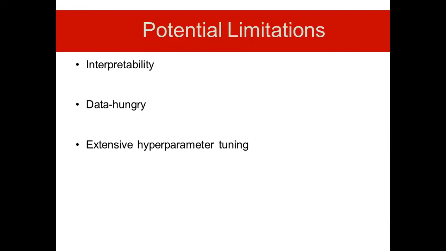Lastly, deep learning models require a lot of extensive hyperparameter tuning. It's actually tricky to make it work. Sometimes even if you just set a wrong batch size for mini batch, you may not get your algorithm to converge. Sometimes it's tricky to make it really work.